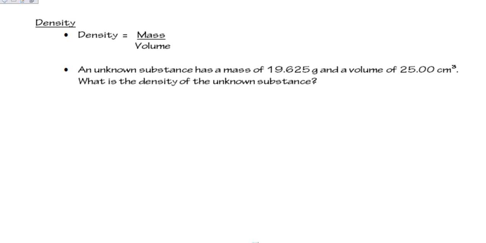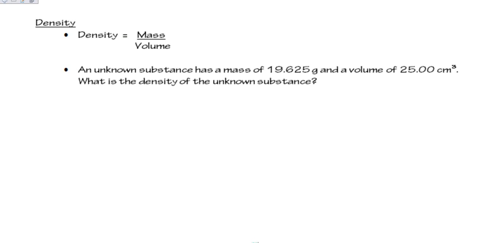I would obviously know the general equation. This is not given to you in the AP packet. Density is mass over volume. They expect that you know that. An unknown substance has a mass of 19.625 grams and a volume of 25.00 cubic centimeters. What is the density of this unknown substance?